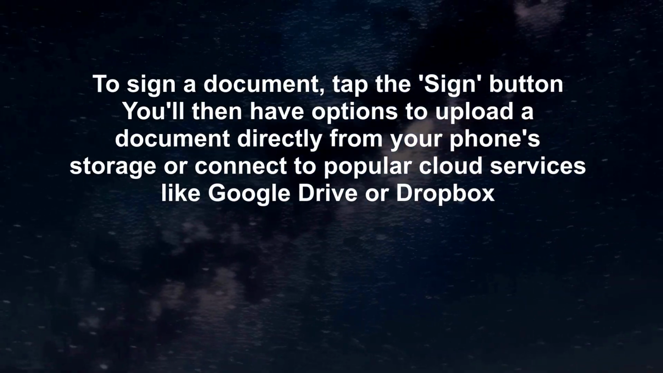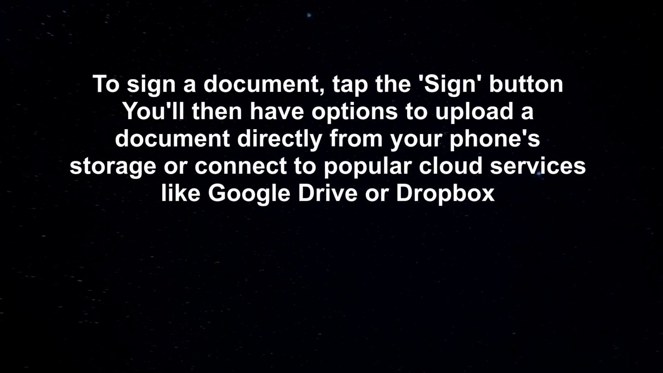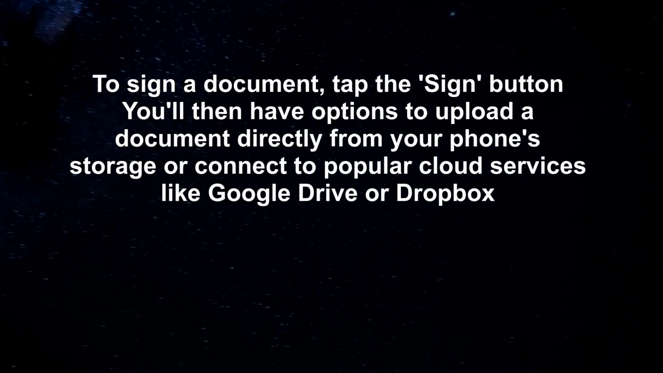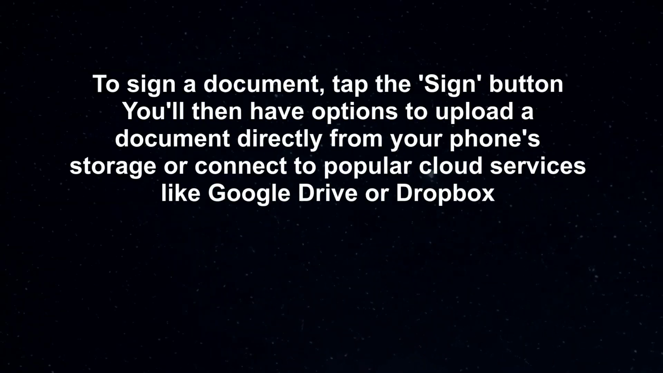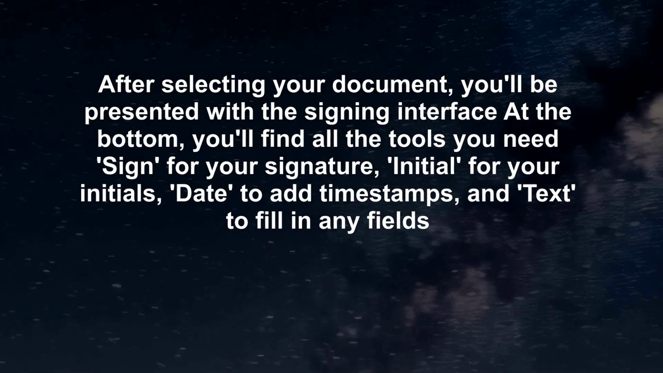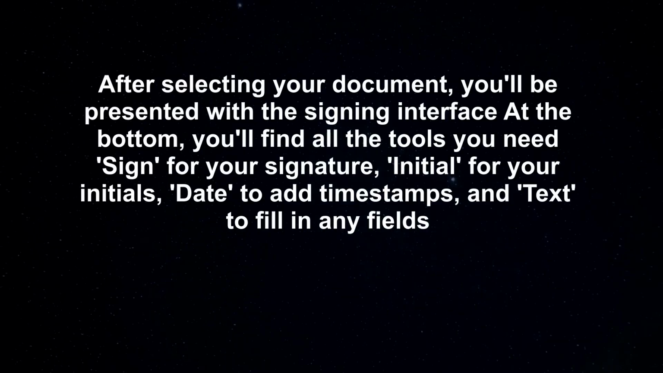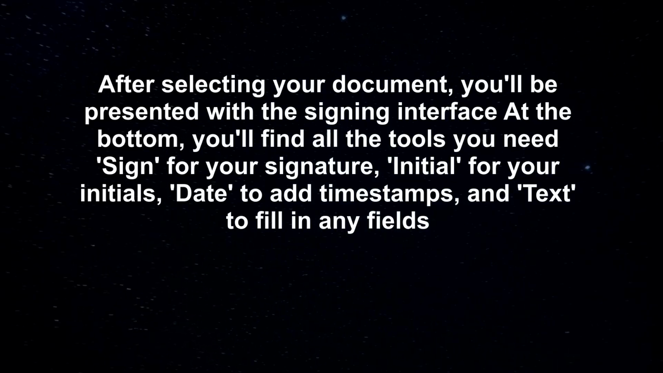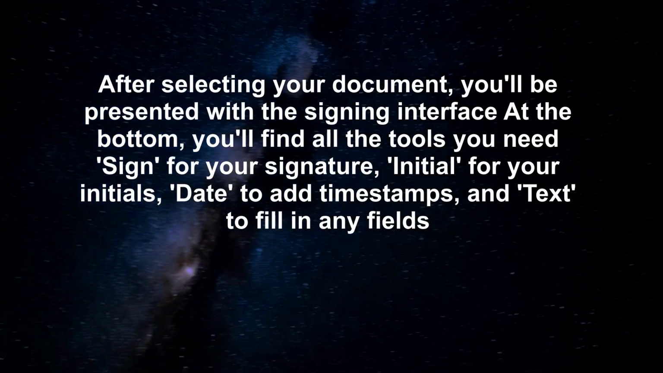To sign a document, tap the Sign button. You'll then have options to upload a document directly from your phone's storage or connect to popular cloud services like Google Drive or Dropbox. After selecting your document, you'll be presented with the signing interface at the bottom. You'll find all the tools you need. Sign for your signature, initial for your initials, date to add timestamps, and text to fill in any fields.